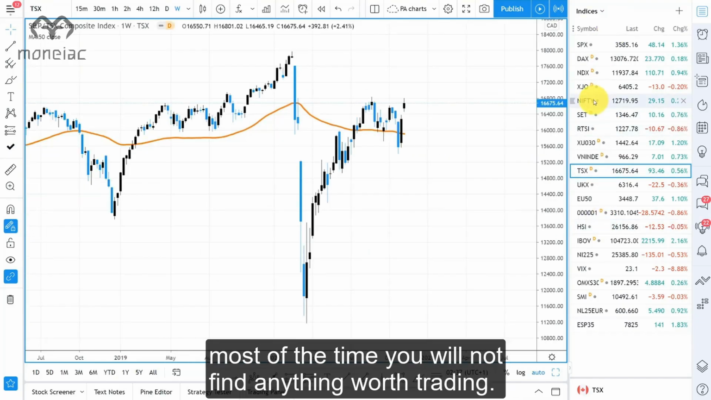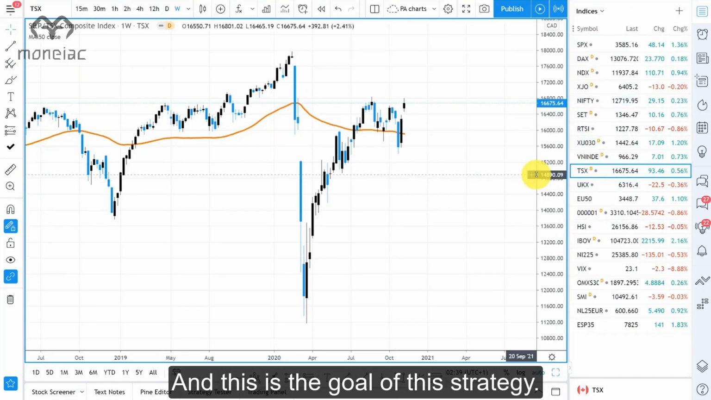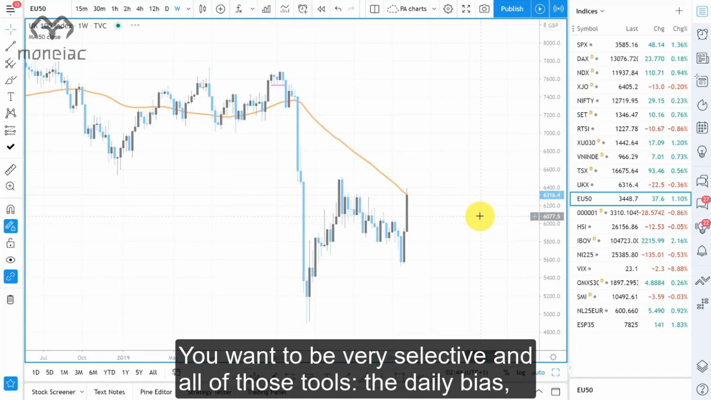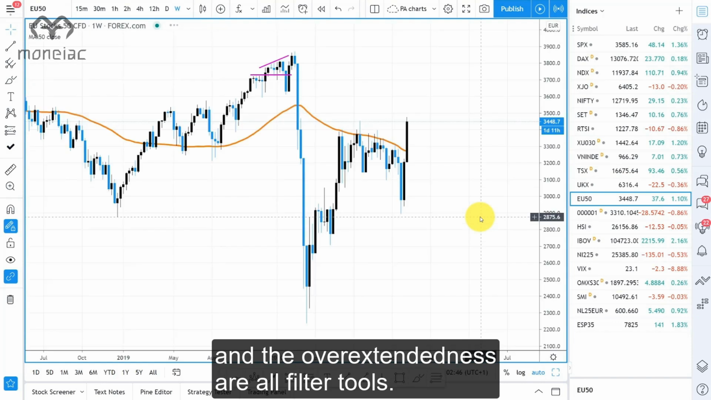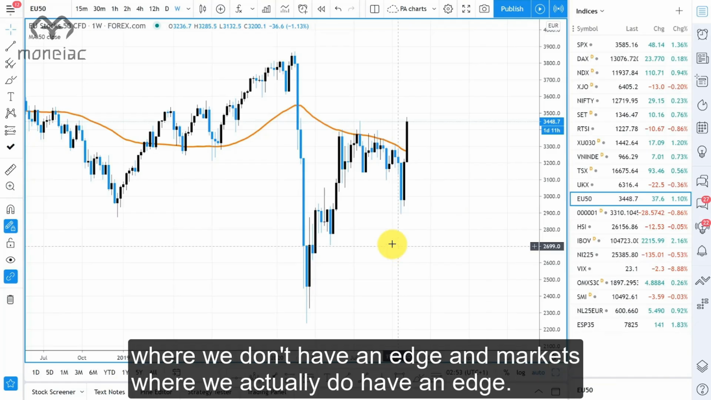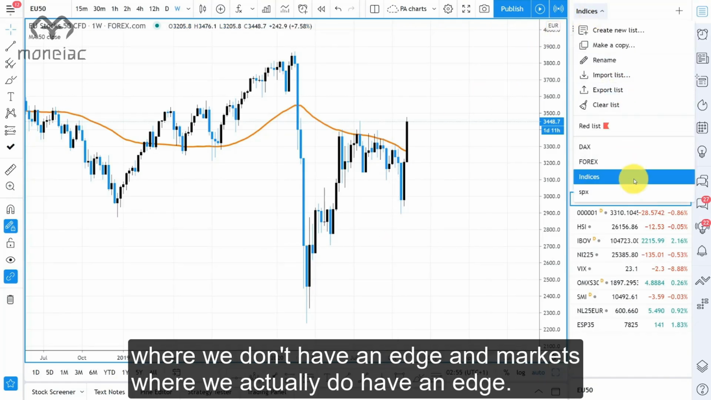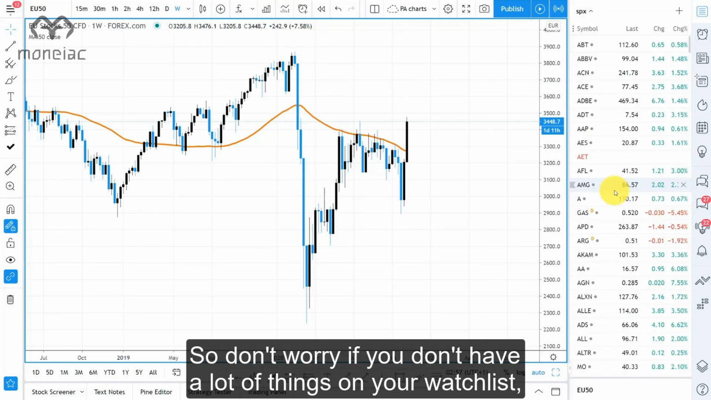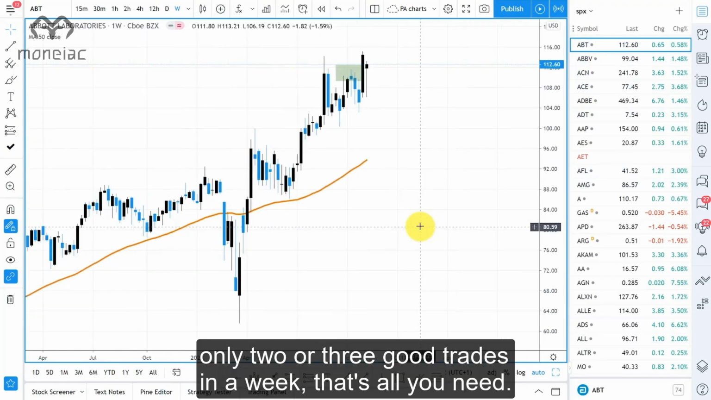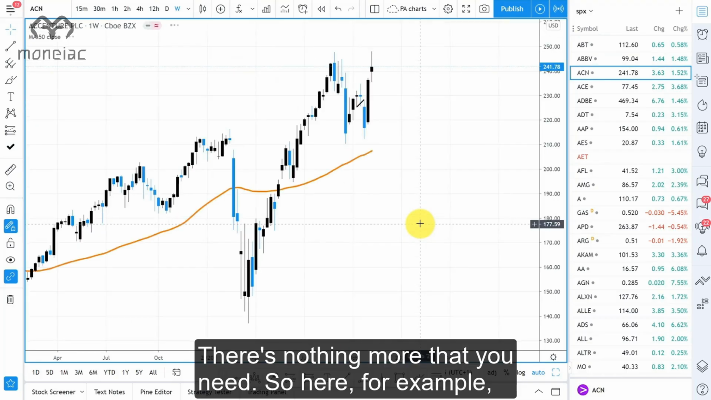And again, most of the time you will not find anything worth trading. And this is the goal of this strategy. You want to be very selective. And all of those tools, the daily bias and the overextendedness, are all filter tools. Filter tools are very important to help us differentiate between markets where we don't have an edge and markets where we actually do have an edge. So don't worry if you don't have a lot of things on your watch list. Only 2 or 3 good trades in a week, that's all you need. There's nothing more that you need.